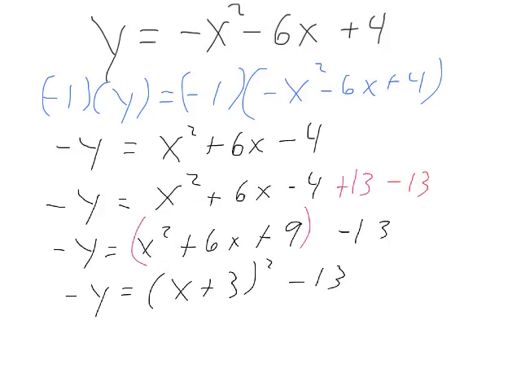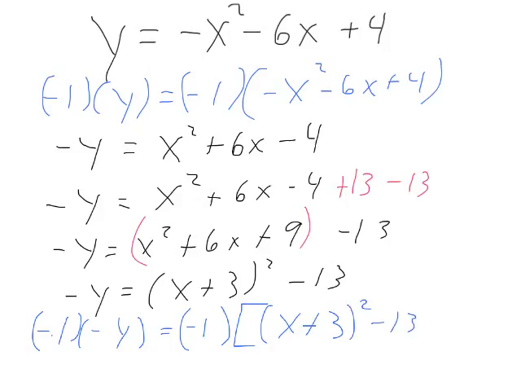And my last thing is to go ahead and deal with this negative again. I just moved it over for one little time. So negative 1 times negative y, negative 1 times x plus 3 quantity squared minus 13. And I should end up with y equals negative 1 times x plus 3 quantity squared plus 13.